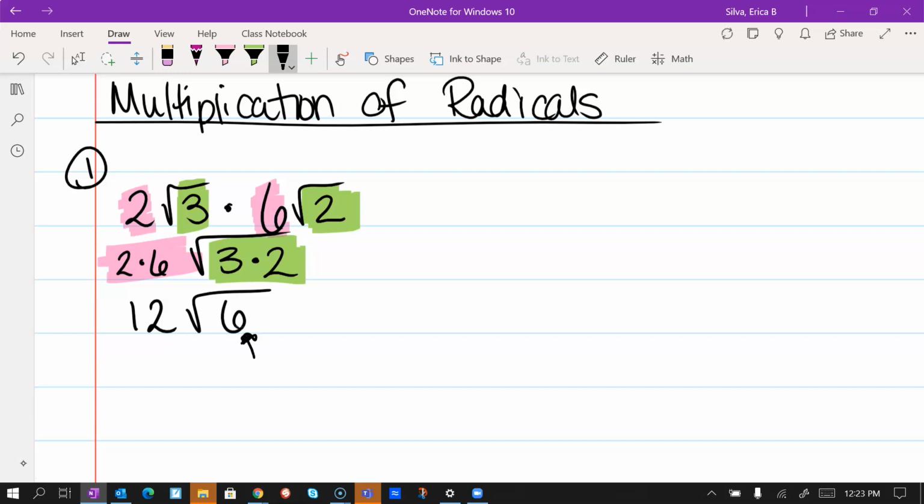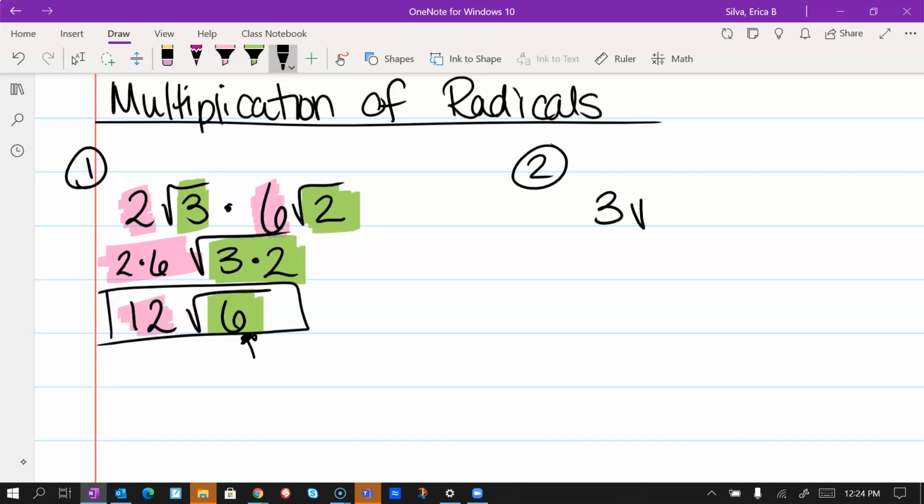We check to be sure that our radical is already simplified. No perfect square is divisible by 6, so it's simplified. And we get 12 square root of 6. Question so far? Okay, let's do the next example.